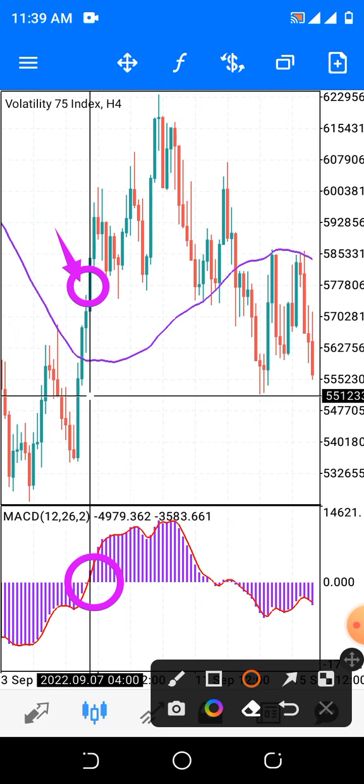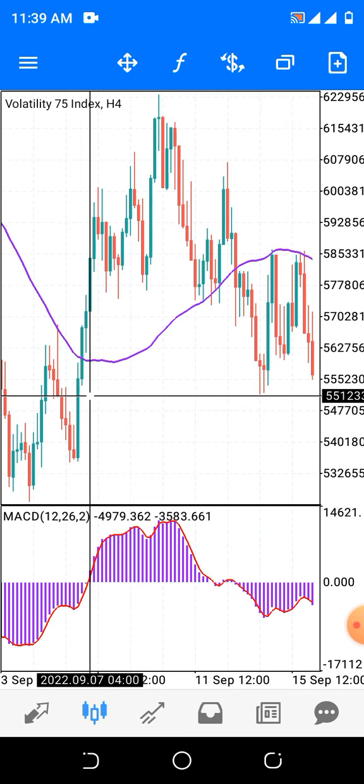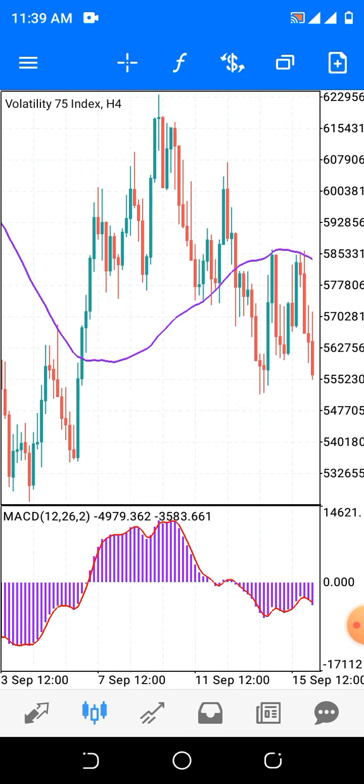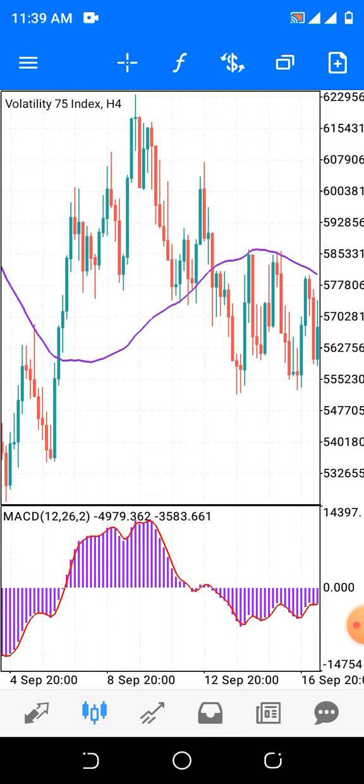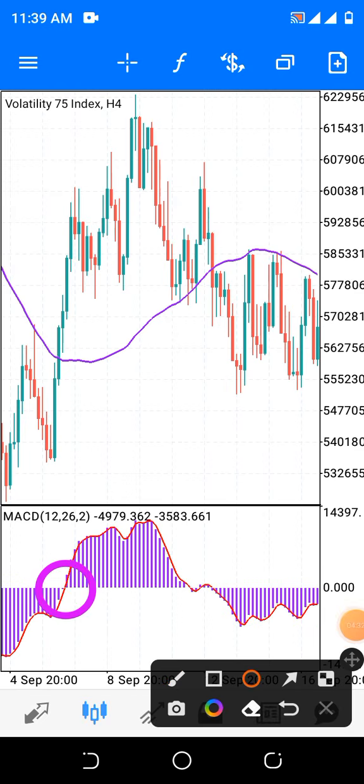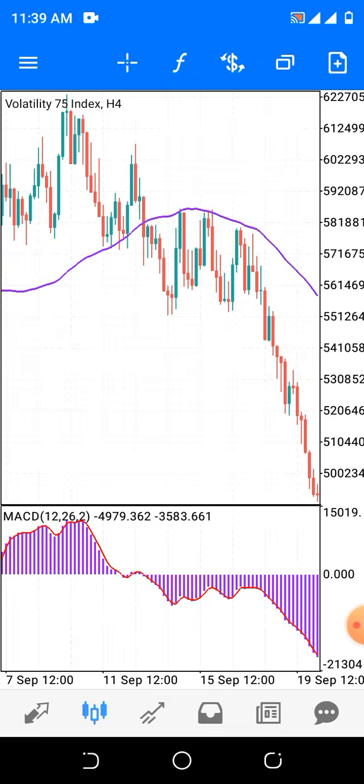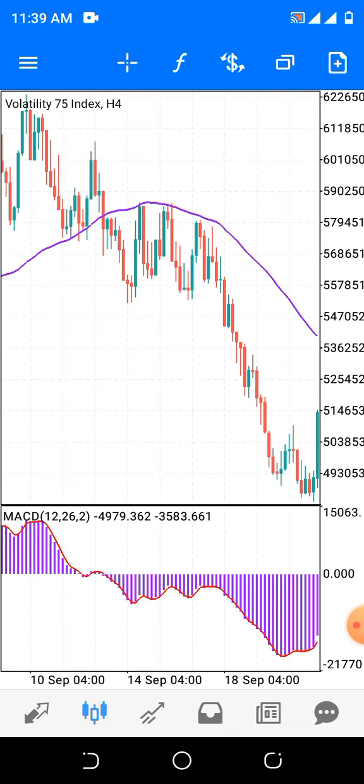Here is the first signal, but there is no simultaneous crossing. Have you seen it? The market is already above the moving average. So you don't take this trade. We are looking for where there is a simultaneous crossing. Now watch here. Are you seeing it?